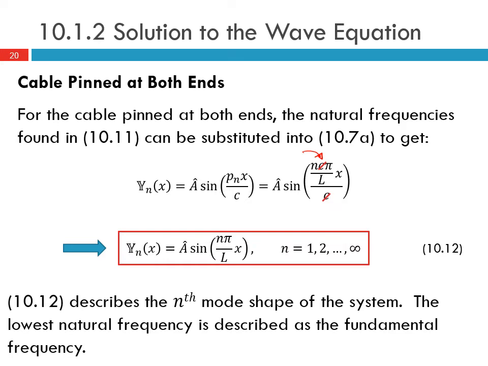And so similar to discrete systems, when the cable is vibrating in one of its modes, it undergoes simple simultaneous harmonic motion at some frequency Pn. Each point on the cable vibrates with an amplitude proportional to the value of yn of x at that point. And again, the lowest natural frequency is called the fundamental frequency.